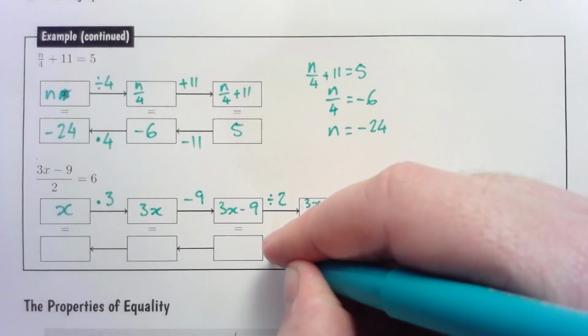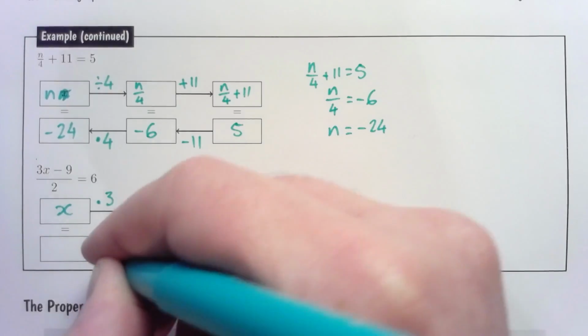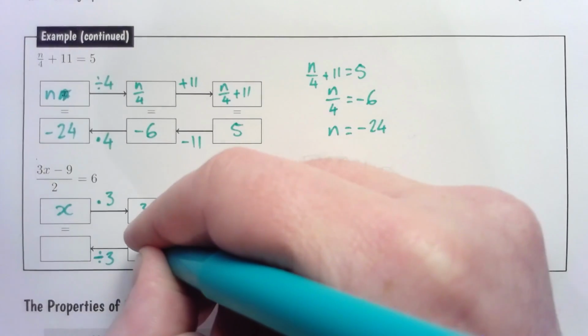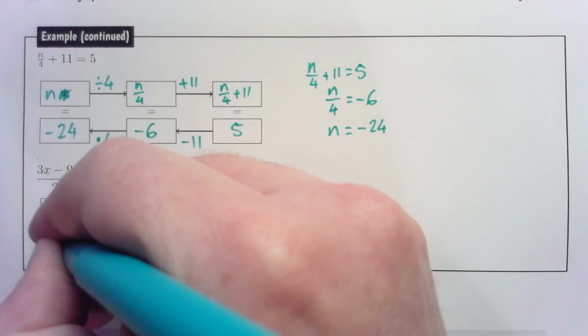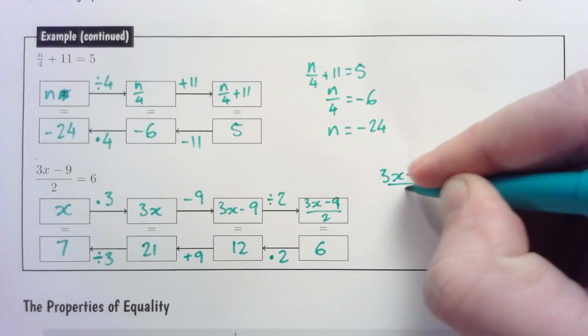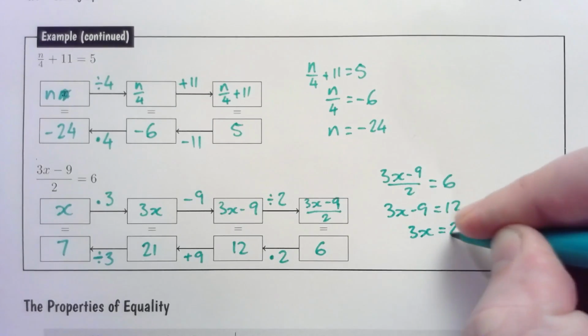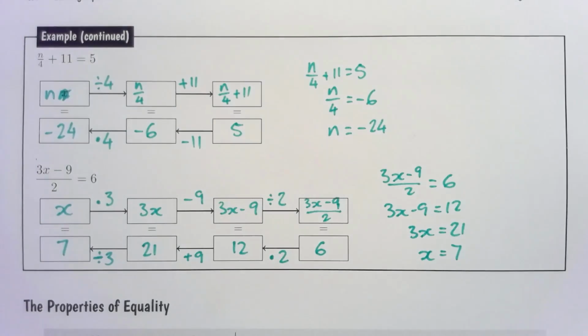Now, working our operations backwards, we need to multiply by 2, add 9, and divide by 3. 6 times 2 is 12, 12 plus 9 is 21, and 21 divided by 3 is 7. As before, let's write out our working in a more conventional form, ending with the solution x equals 7.